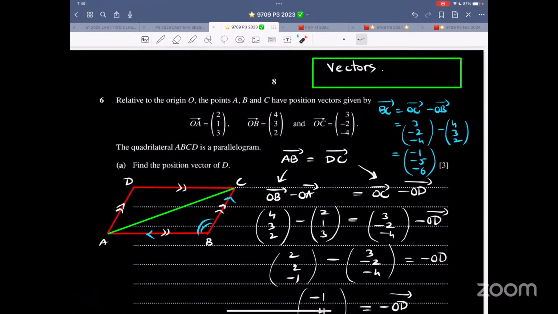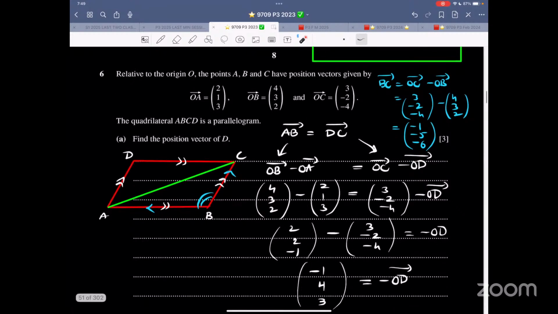Vectors, let's read this question first. What is this vectors all about? So now it says relative to an origin, the points A, B, C have position vectors given by such and such. So OA is given, OB is given, OC is given. The quadrilateral is a parallelogram. Opposite sides are parallel as well as equal in length. Find the position vector of D.